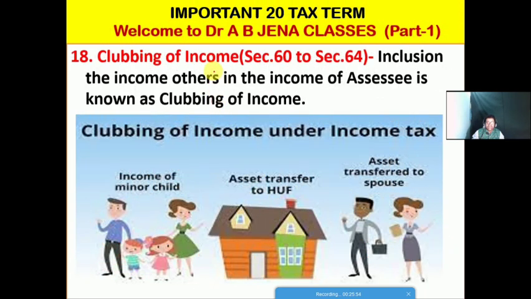So next one is clubbing of income. Normally sections 60 to 64 will be applicable in the case of clubbing of income. What is this inclusion?